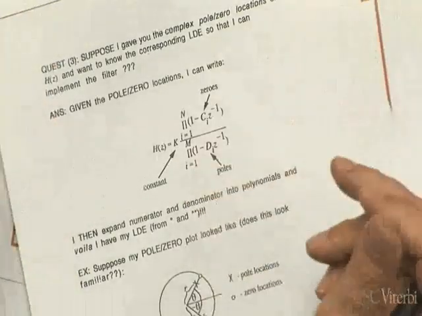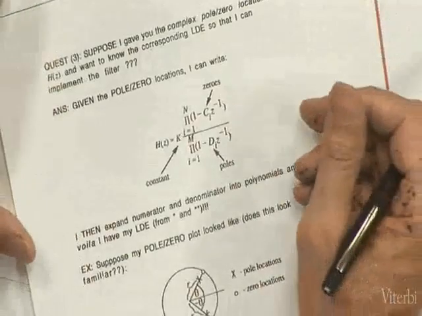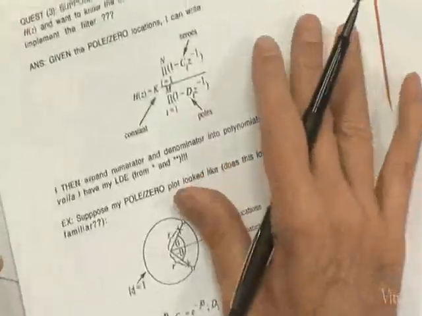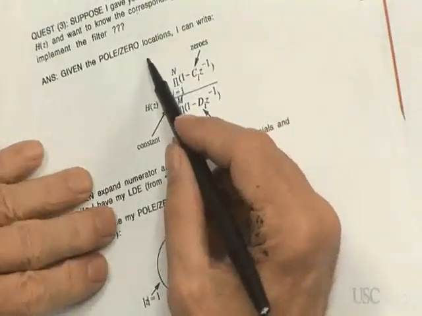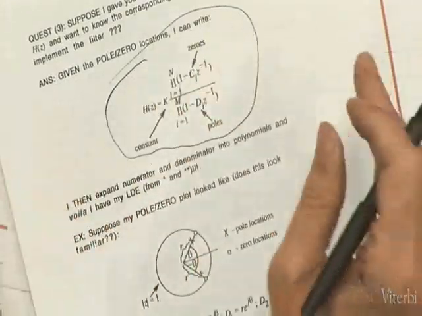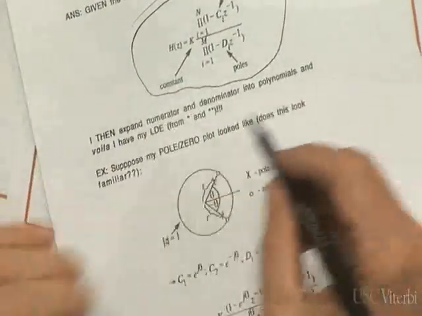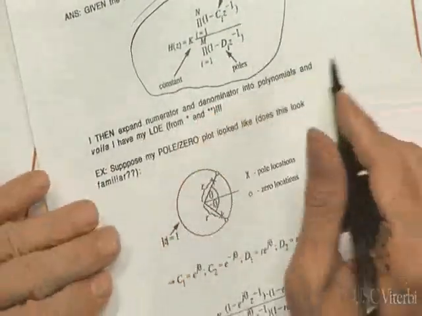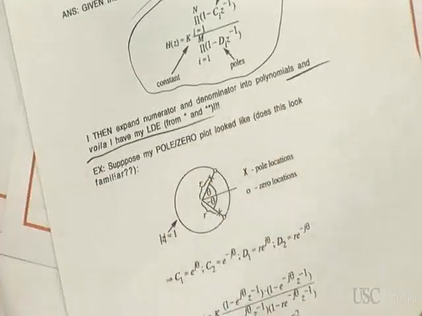Well, depending on what side information you give, you can't necessarily do it uniquely. But if I know the pole and zero locations and I know everything's causal, I can write H of z in terms of its factored form in both the numerator and the denominator. Then I expand numerator and denominator into polynomials. Once I've done that, I have my linear difference equation. So I'll go through an example of this.